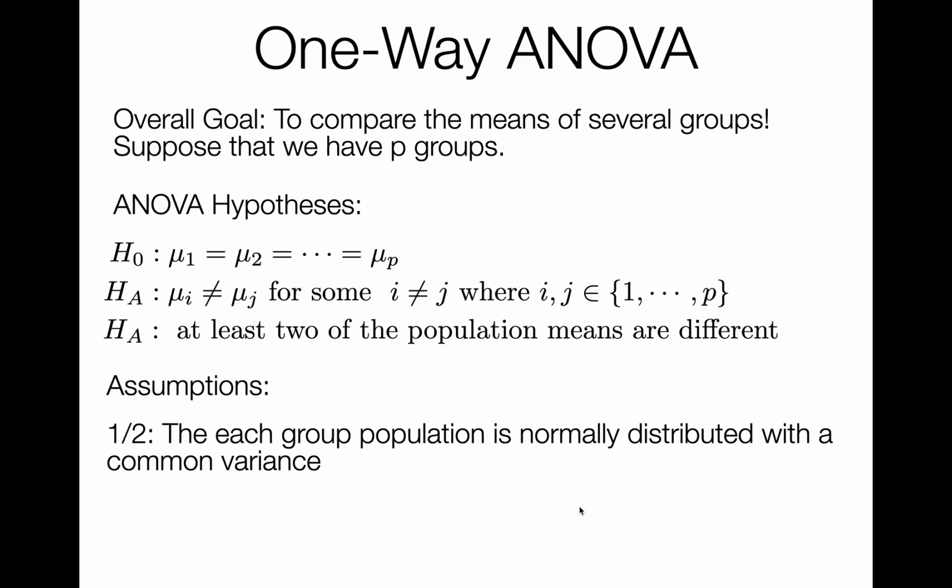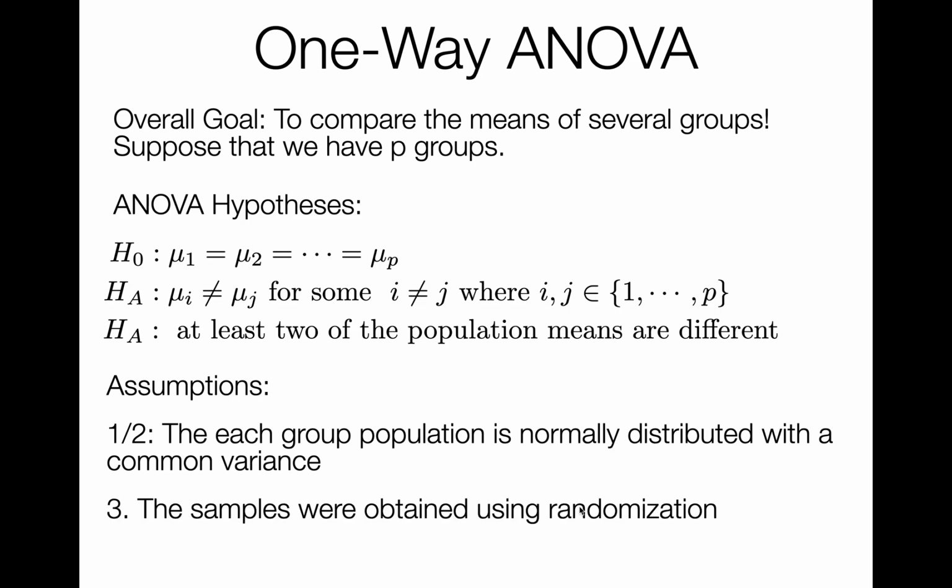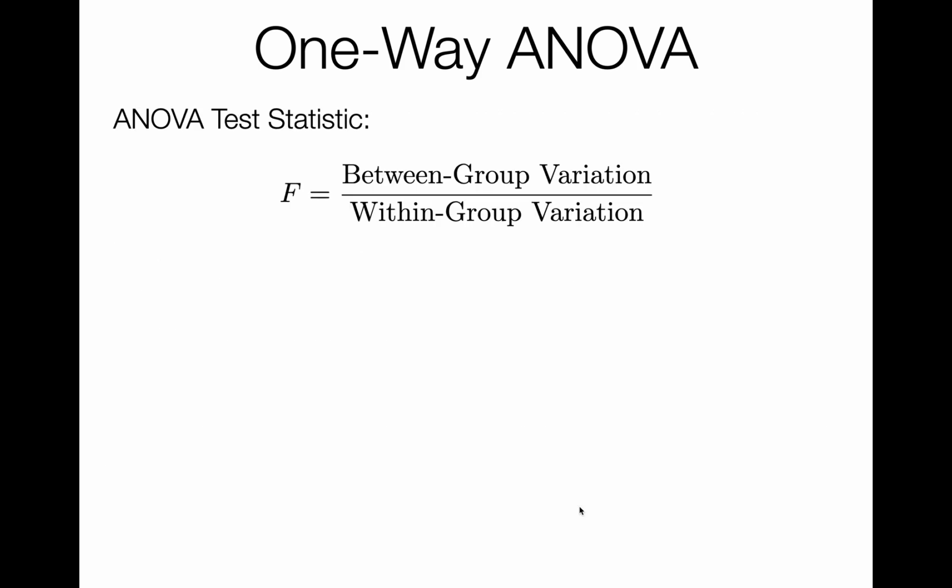The second assumption that you usually see go along with the first is that each of those populations has a common variance. What that means is that each group is spread out about the same, so that there's not one group that has a really large standard deviation and another group that has a really small standard deviation. They need to have similar ones. That's what number 2 says. And then 3 was the one that we always see: the samples were obtained randomly, here obtained using randomization. It's the same thing that I've been saying throughout. So those are the assumptions.